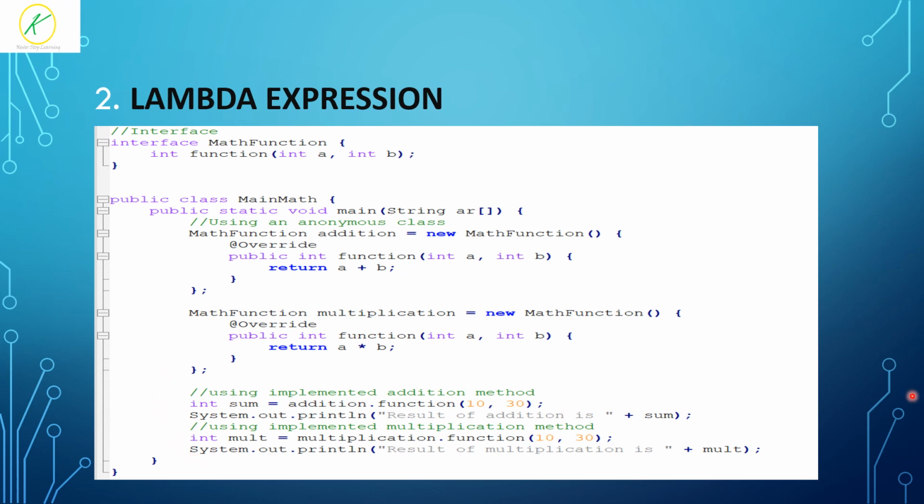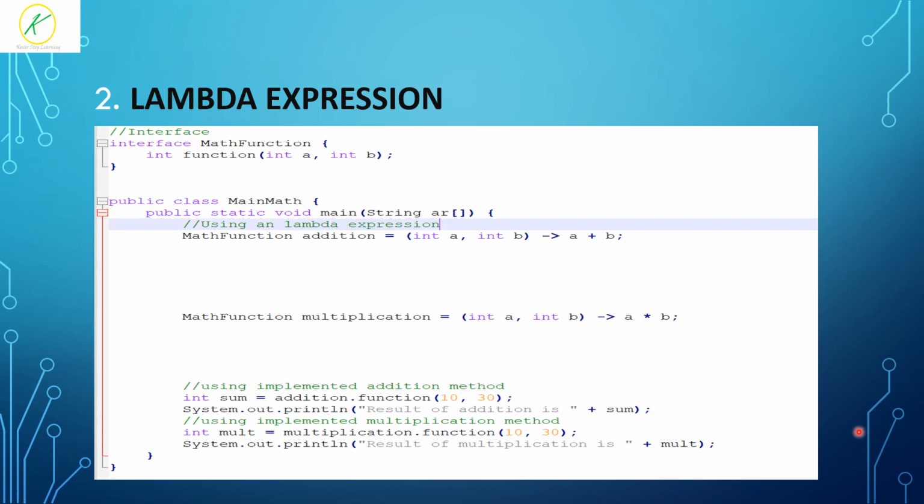They provide a more concise syntax for achieving the same result. Let's rewrite the previous example using a lambda expression. That's it. The lambda expression (a, b) -> a + b effectively replaces the entire anonymous class. The parameters are specified on the left side of the arrow, ->, and the body of the method is on the right side, similarly for multiplication.